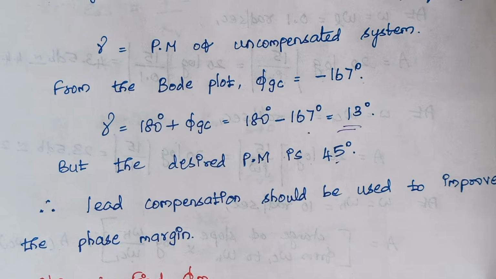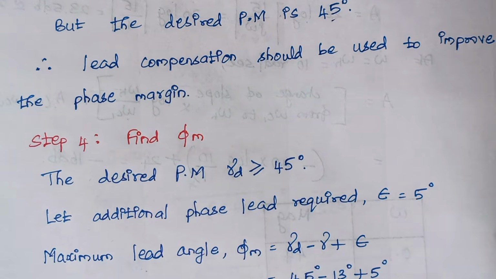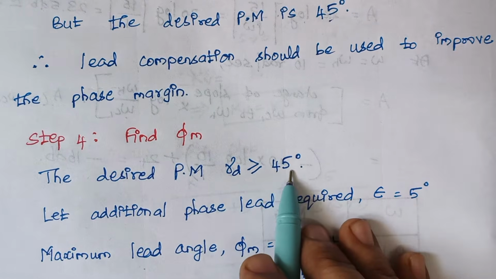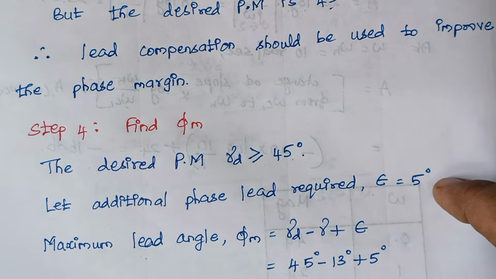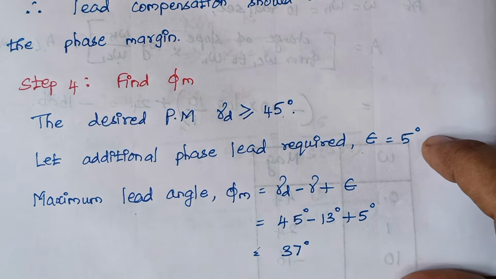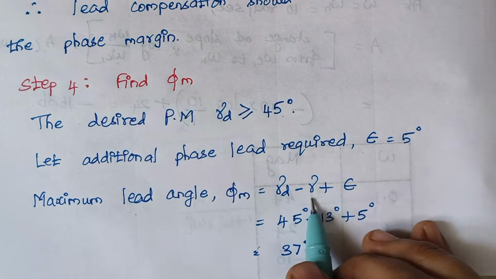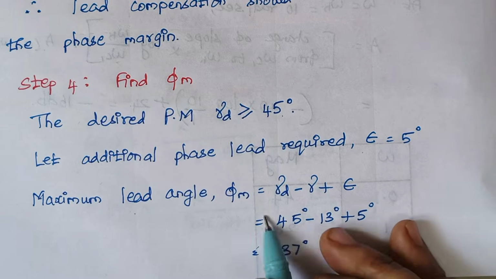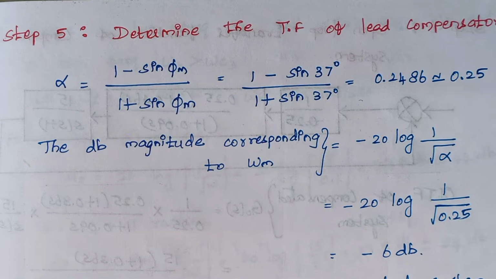Then the next thing is finding phi m. Here the desired phase margin is 45 degrees. It should be greater than or equal to 45 degrees. Initially the value of epsilon is taken as 5 degrees. So what is the formula for maximum lead angle? It is phi m equals gamma d minus gamma plus epsilon. When you substitute the values over here, the value of phi m is found to be 37 degrees.